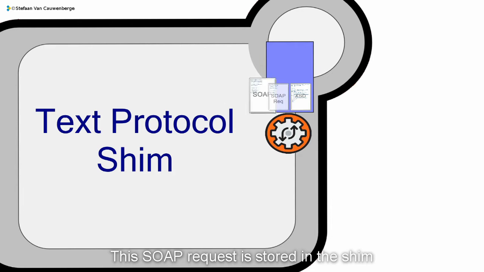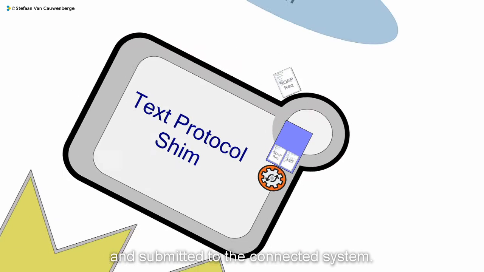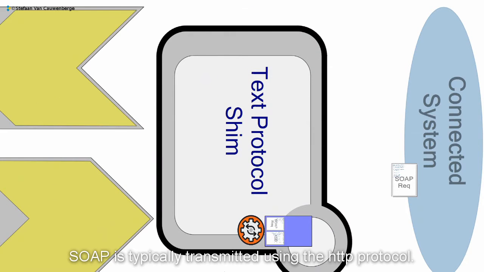The SOAP request is stored in the shim and submitted to the connected system. SOAP is typically transmitted using the HTTP protocol. Other protocols are possible. The term protocol needs to be interpreted very flexibly. For example, the first release of the shim will also contain a script engine as protocol. This enables execution of arbitrary scripts, generated on the fly by the Velocity engine, to be executed on the remote server.